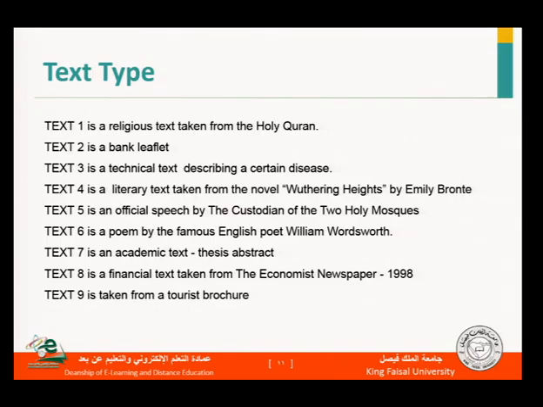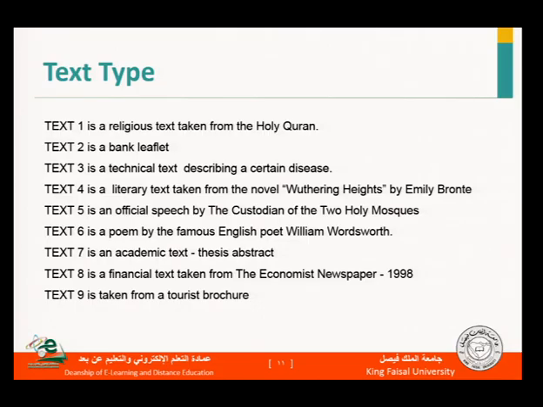Okay, text 4 is a literary text taken from the novel Wuthering Heights by Emily Bronte. A novel, a long imaginative story talking about someone, or the life of somebody. Okay, so literary, that means adabi. Text 5 is an official speech, خطاب رسمي, by the custodian of the 2 holy mosques. And text 6 is a poem by the famous English poet William Wordsworth.